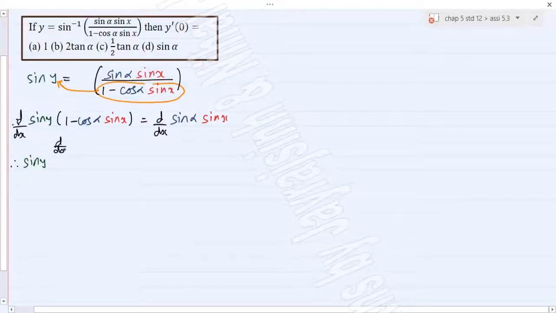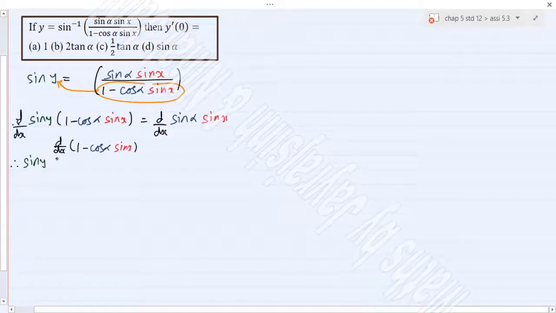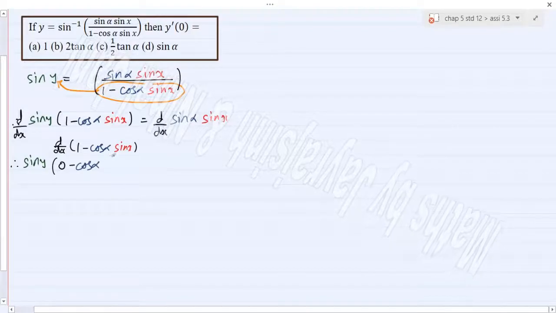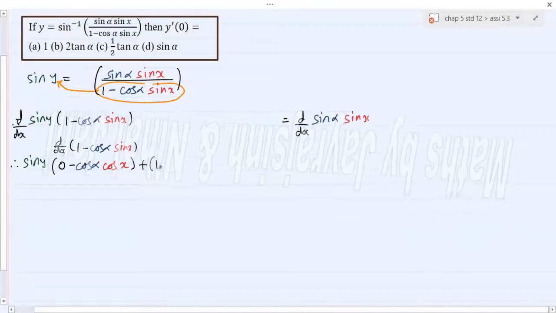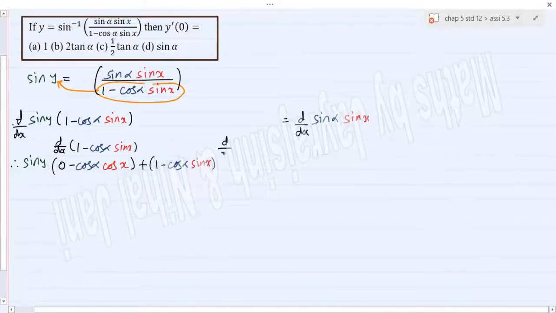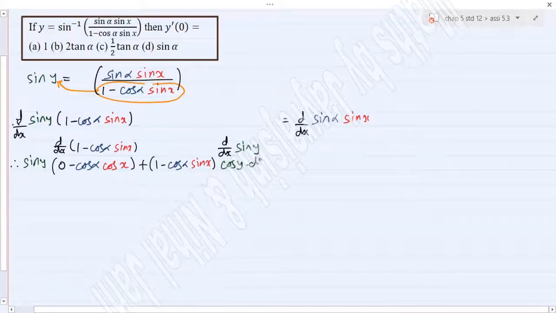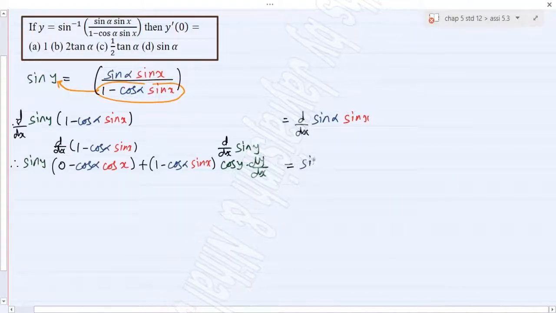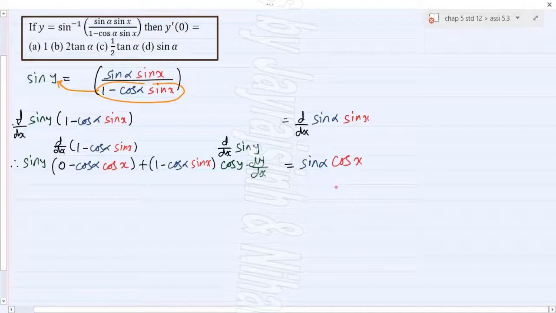We have to apply differentiation to the 1 minus cos alpha sine x, which is simply 0 minus cos alpha is constant. We don't have to worry about it. We just have to differentiate sine x, which will become cos x, plus in second term, your 1 minus cos alpha sine x will be as it is. We just have to differentiate sine y, which is simply cos y into dy by dx is equal to, on right hand side, your sine alpha is constant. We don't have to worry about it. We just have to differentiate sine x, which is nothing but cos x.